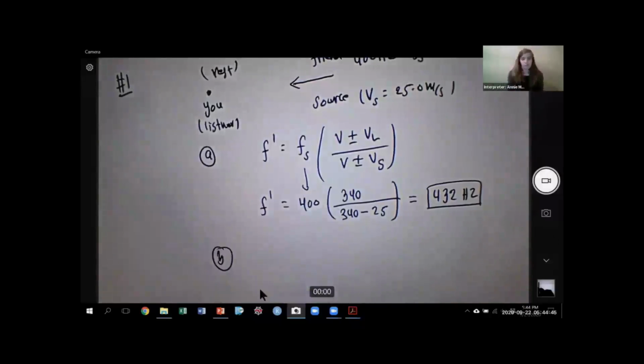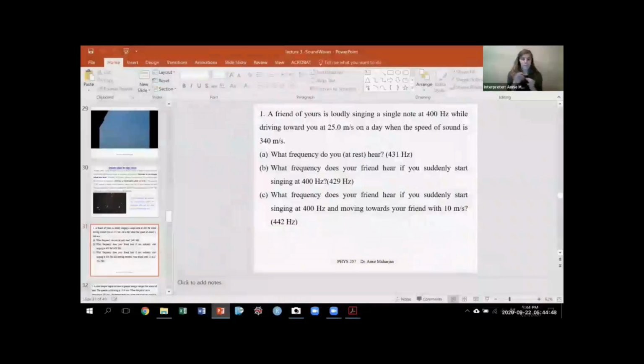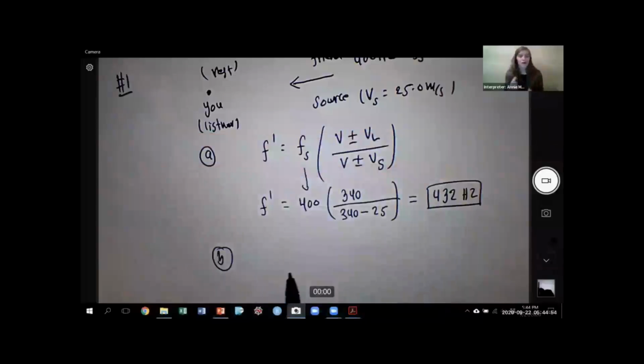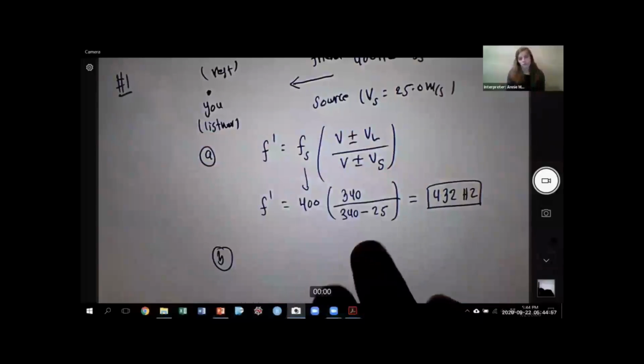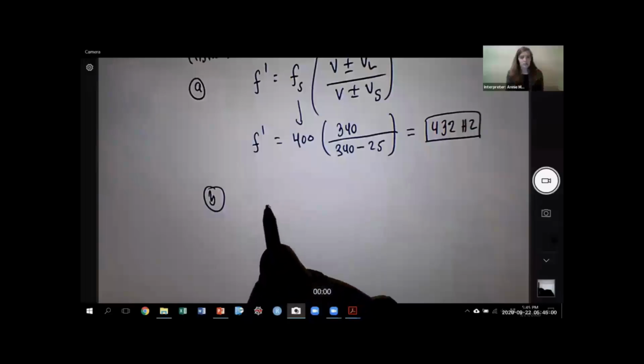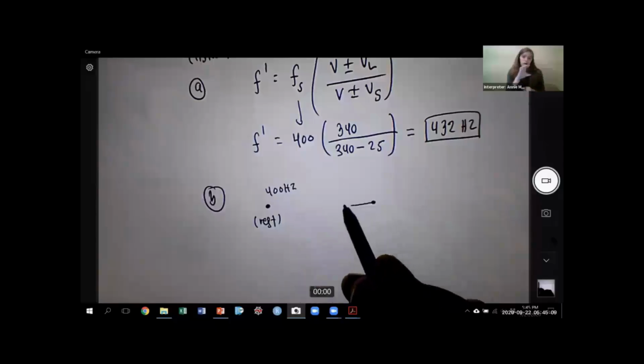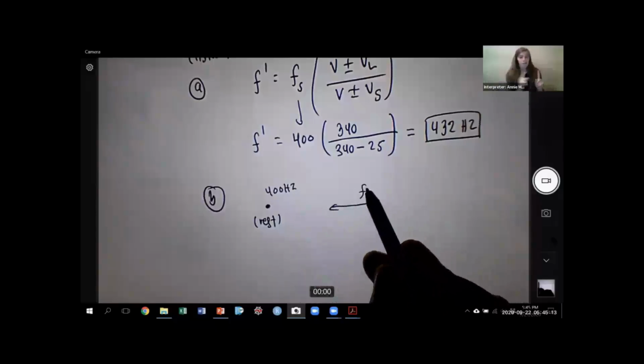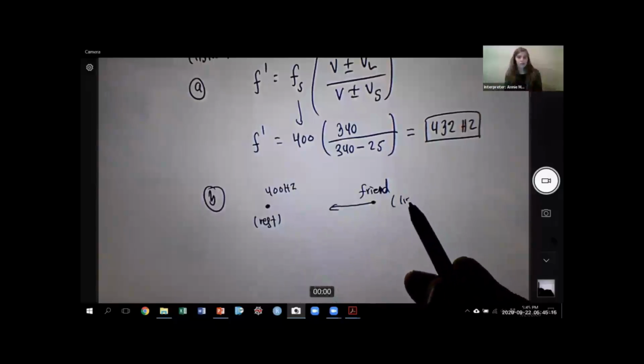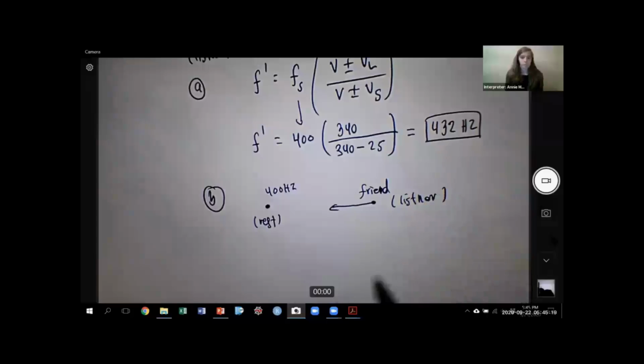Now part B says, what frequency does your friend hear if you suddenly start singing? Now you're the source. The situation is different for different problems. Now this is the scenario: you're still at rest, but now you're singing at 400 hertz, and your friend is still approaching you. Your friend is now the listener, approaching you at 25 meters per second.